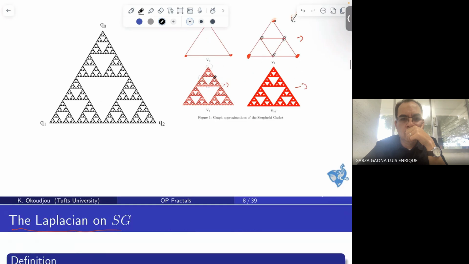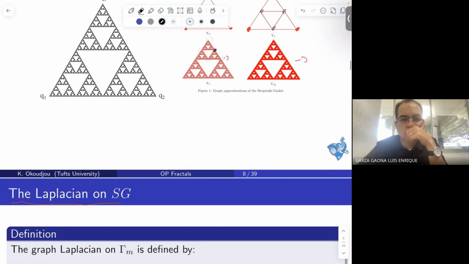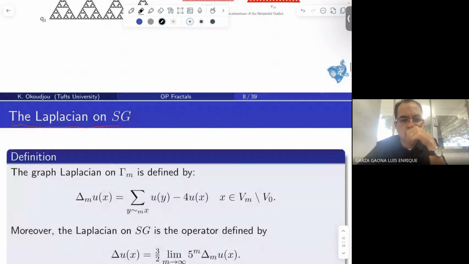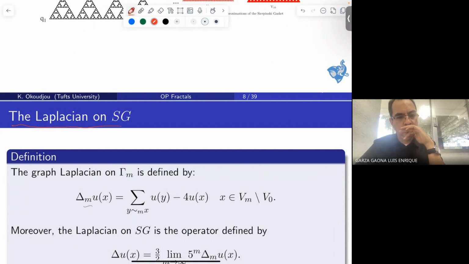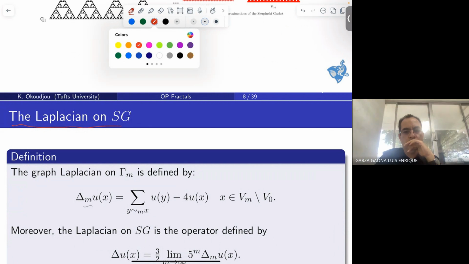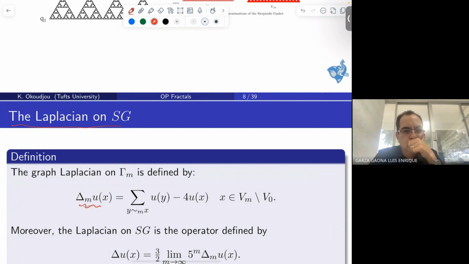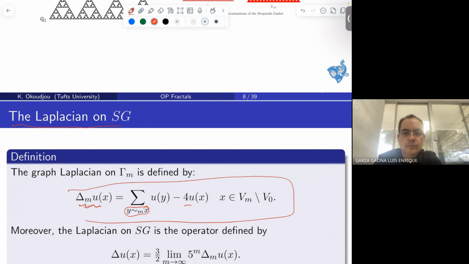So to define a Laplacian on this graph, all I'm going to do is say that at a given level, my Laplacian is going to be defined at a level m by looking at the sum over all the neighbors of my point, and then I take out how many points I have as neighbors for each one of them. Everything has exactly 4 neighbors except for Q0, Q1, and Q2. And so this is going to be a very well-defined Laplacian on the graph.